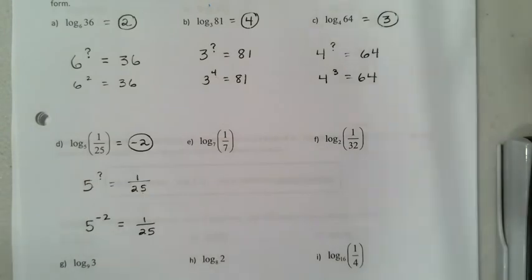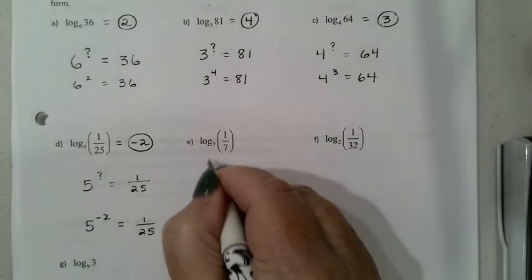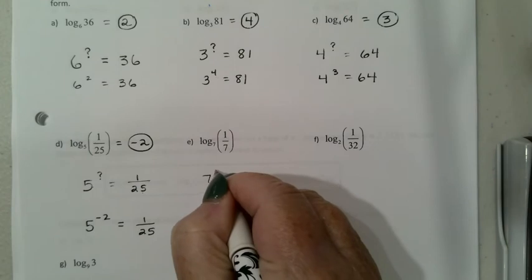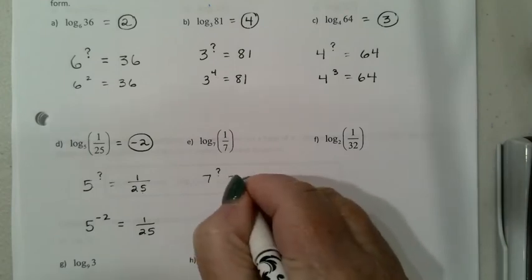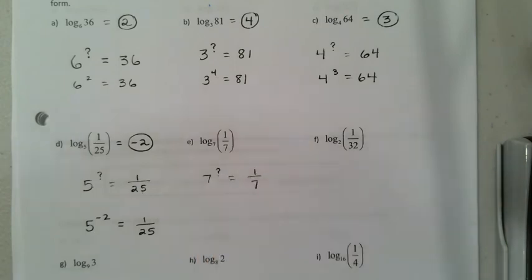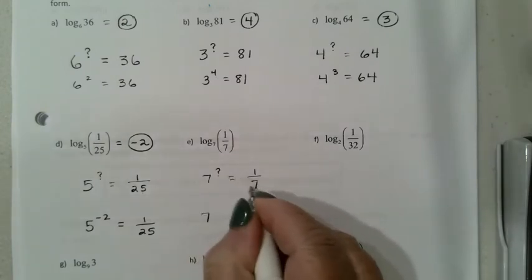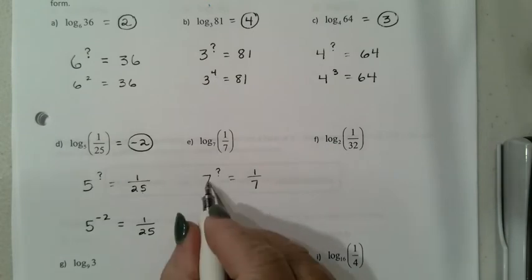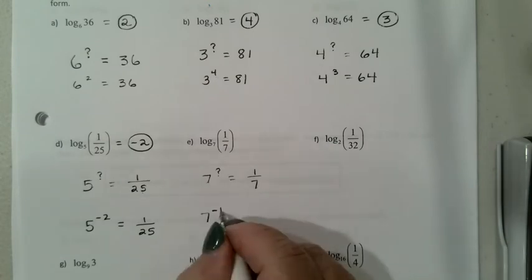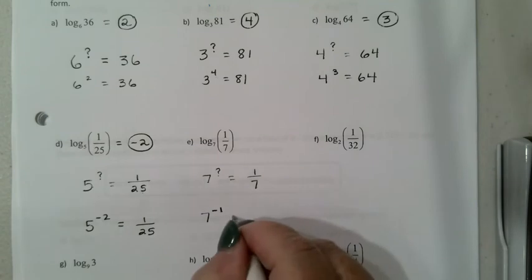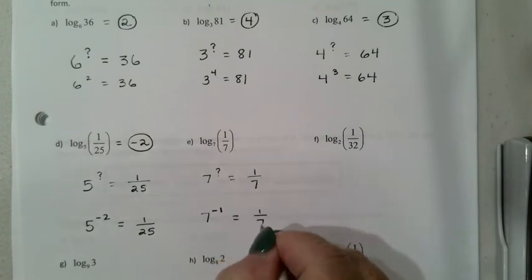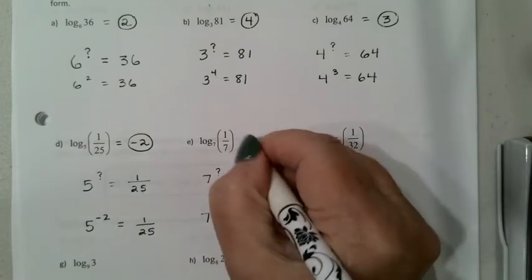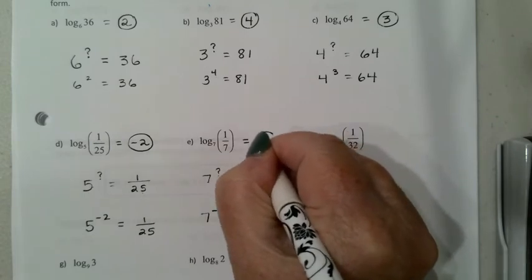We'll try a couple others similar to that. Here my base is 7, and I need to know what power I would have to use to make it a 1/7. Once again, the only way to get that into the denominator is by using a negative power. And 7 is just 7 to the 1st power, so I'm thinking I'm going to go with negative 1. So the exponent I would need, negative 1.